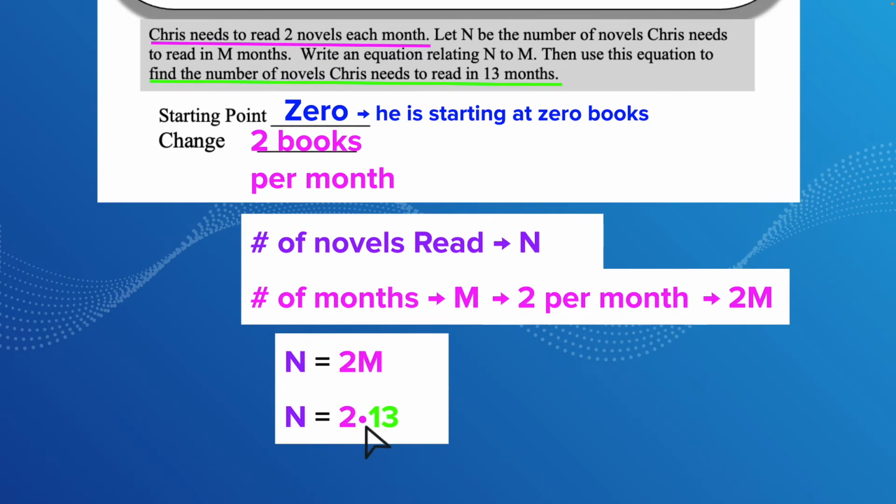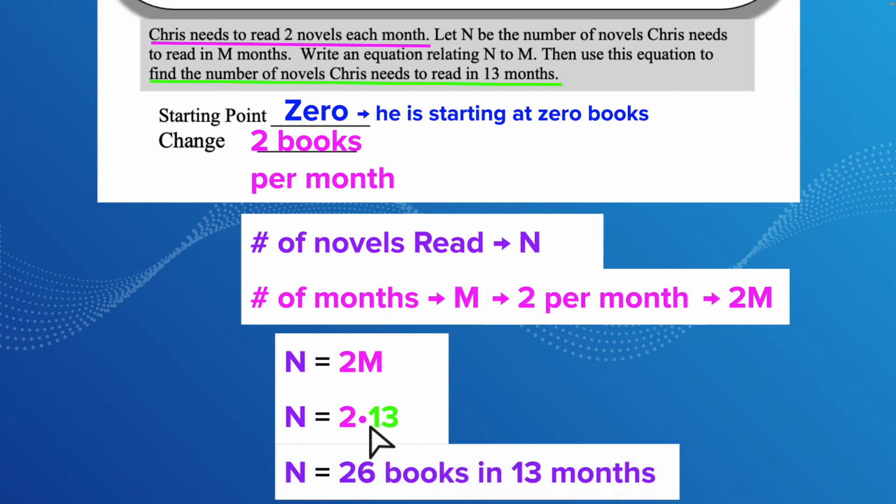So we're going to find the number of novels Chris needs to read in 13 months. So the number of novels is going to equal 2 books per month, and he's been reading for 13 months, so we're just going to multiply. 26 books in 13 months. And you wouldn't type in the books in 13 months, you'd only type in the 26. I believe books will already be there for you. They're not going to have you type in words like that, because Alex doesn't want to have to grade anything that may be spelt wrong. So they don't tend to have you type in words.